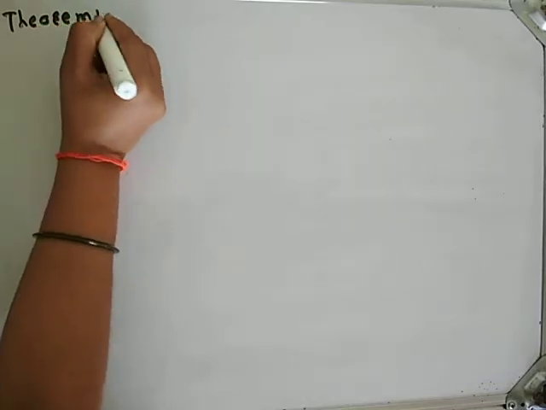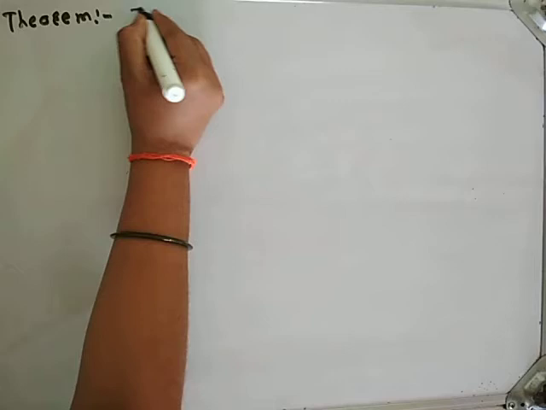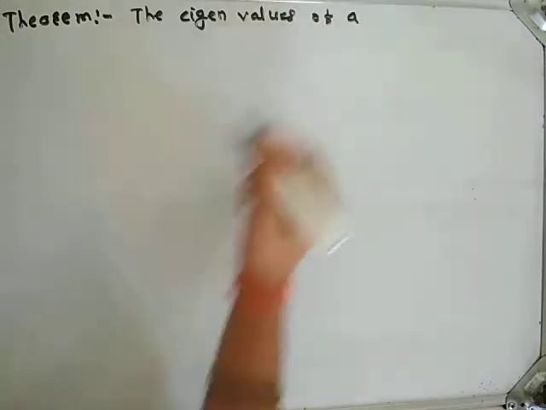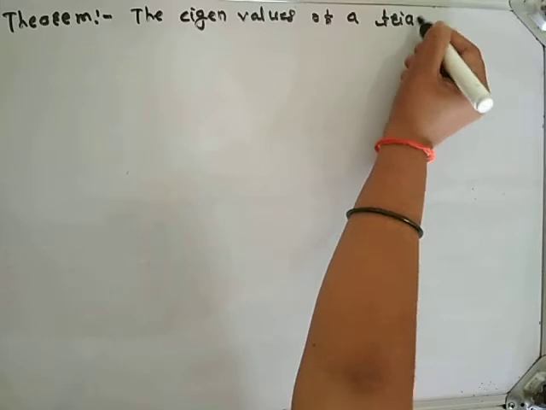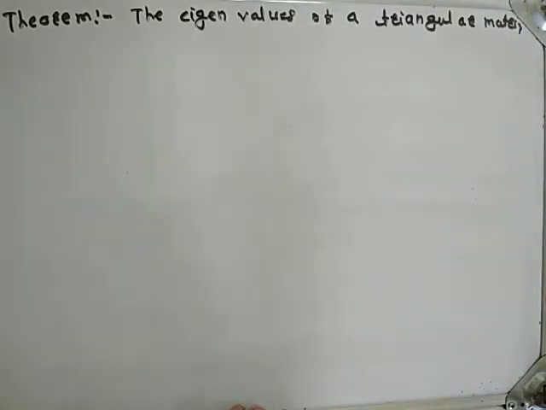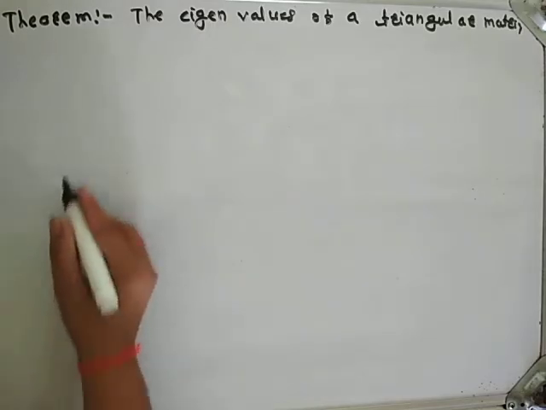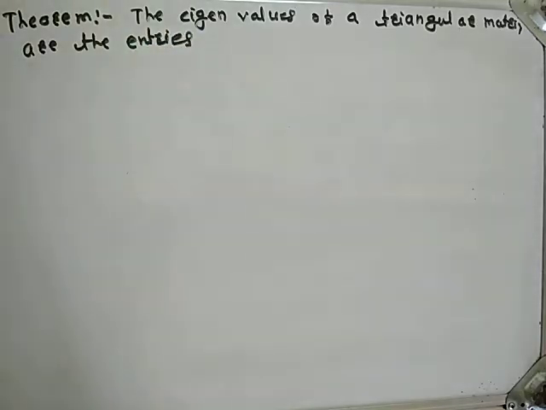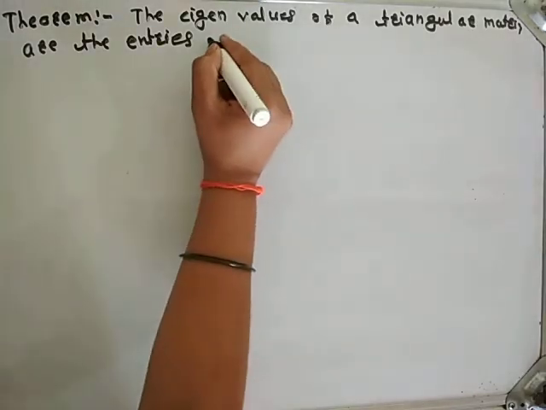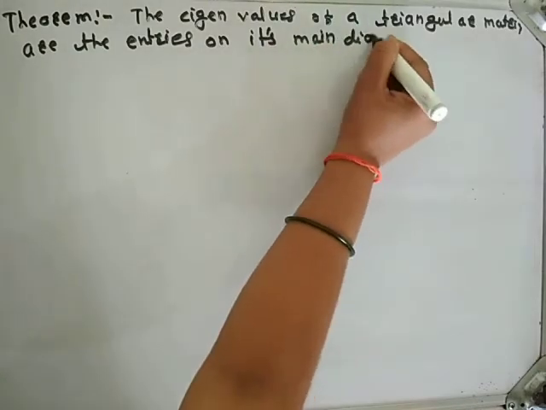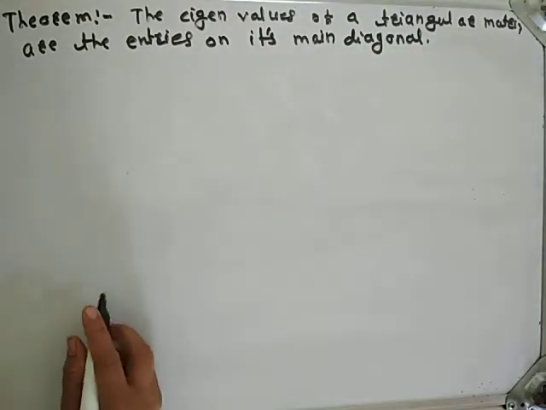Let us take a theorem. The eigenvalues of a triangular matrix are the entries on its main diagonal.